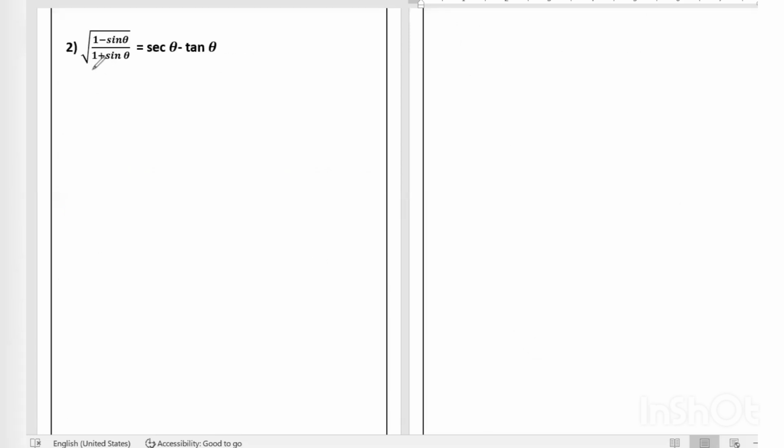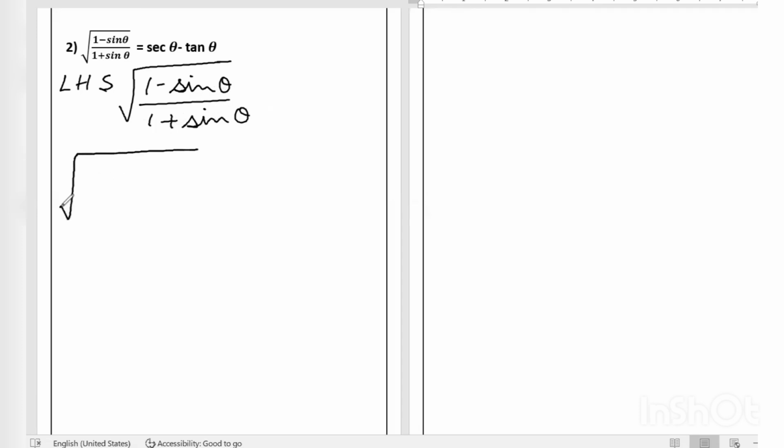Now again we are going to understand the same thing with the help of the second question. Here the second question is under the root 1 minus sin theta upon 1 plus sin theta is equals to sec theta minus tan theta. So in the LHS here, we have under the root 1 minus sin theta upon 1 plus sin theta. Now we have to rationalize it. I have told you that rationalizing means multiplying the numerator and denominator by the denominator with the opposite sign. So we'll multiply inside the root only.